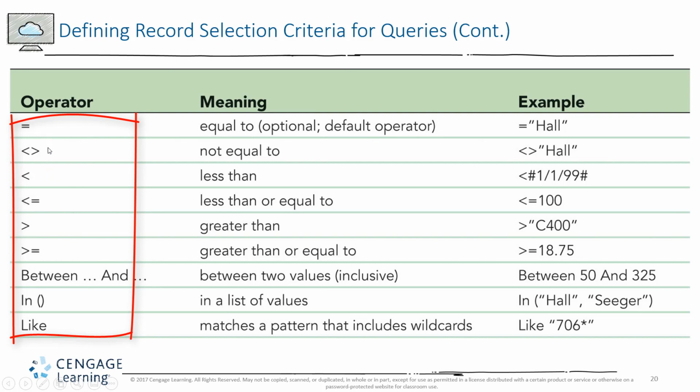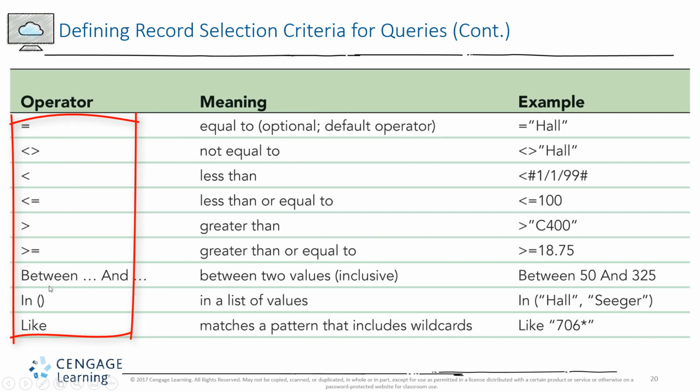We have equal. If we see a less than or greater than, that means not equal to, because we can't put an equal sign with a slash through it. So we have to type in less than, greater than, is not equal to. Then we have less than, of course, less than or equal to, greater than or equal to.